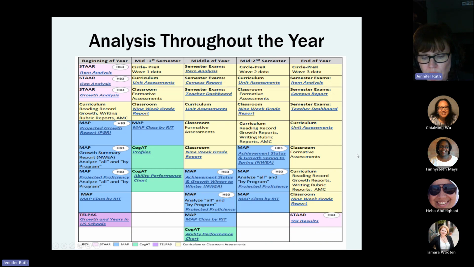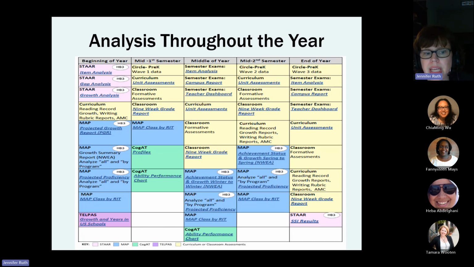So this particular document is data analysis throughout the year, and this is on our assessment, research, and program evaluation website. This document is basically a calendar for assessments during the year, what you have available to you, and there are links for every one of these documents to a data protocol that shows you what to do with that data.